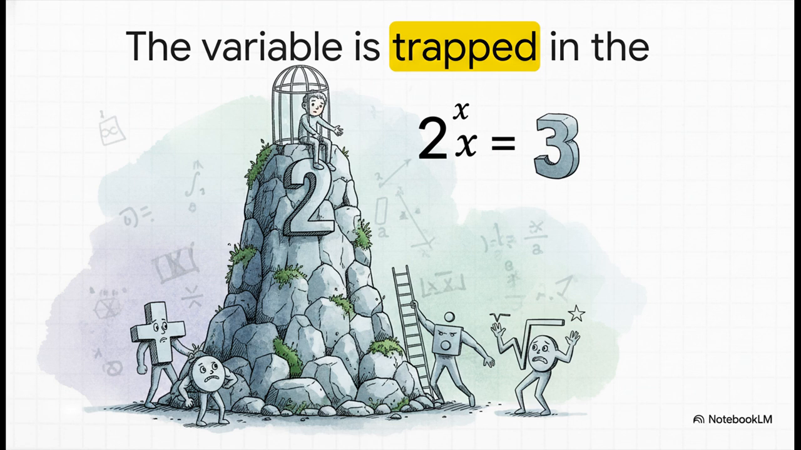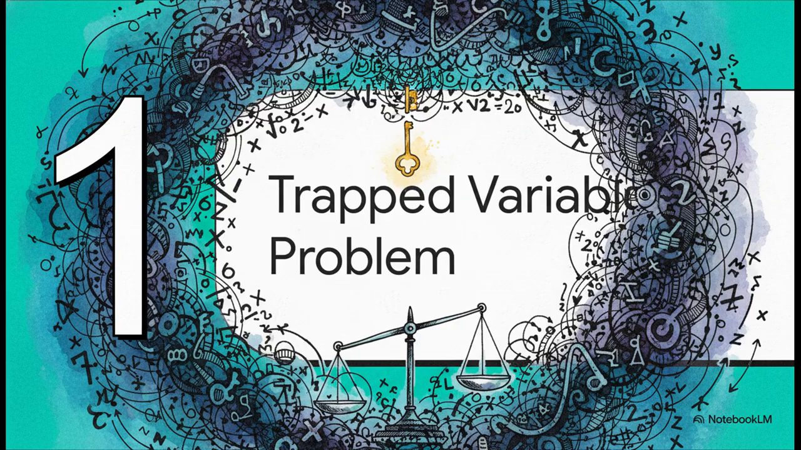That x is just hanging out up there in the exponent, and our usual algebraic tricks just can't get to it. And this right here, this is a classic little challenge in math that we call the trapped variable problem. Without some way to get that variable down from the exponent, equations like this are pretty much impossible to solve.